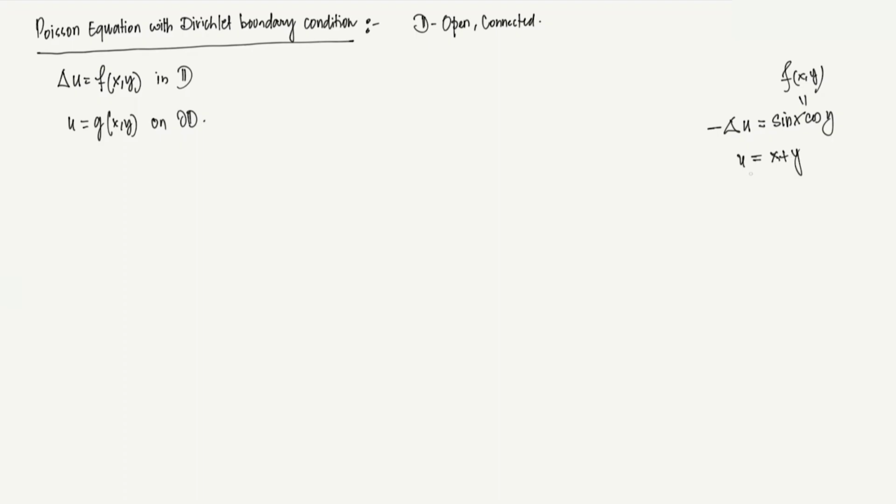What I'm trying to say is this: on the boundary means if you restrict. So basically, we are looking for a function which is continuously differentiable and also continuous up to the boundary, such that when you restrict u to the boundary itself, it is x plus y, then it actually matches with the function x plus y. And inside, it should satisfy this particular equation, Laplacian of u equals f, which is sine x times cosine y. I hope this is clear.